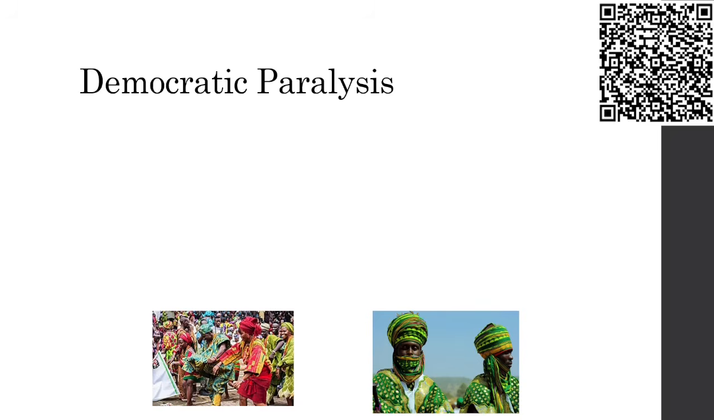All right, let's talk about a process called democratic paralysis. This isn't really that important in the course, but I thought it was kind of interesting. We'll look at Nigeria some more. There's a QR code if you want to learn more information about this.